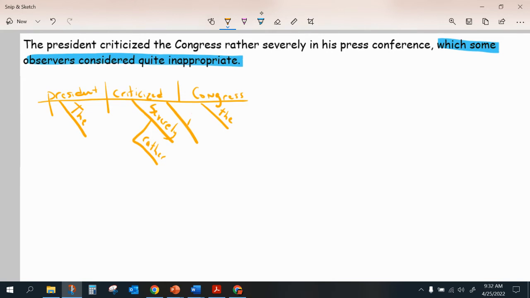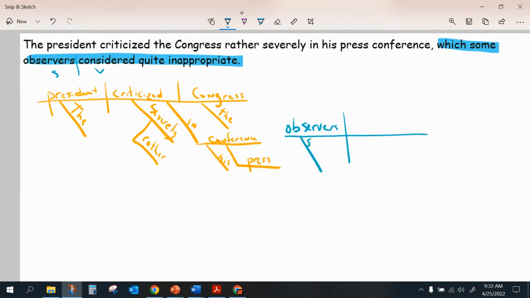So in conference, his conference, and I'm going to flatten that word press as a noun serving as an adjective. Press conference. When I build this relative clause, which is which some observers considered quite inappropriate, once again, I'm just going to build it like a regular adjective clause. It's going to be separate, and I'm just going to find a place to put that word which. I already have a verb, which is considered, and I have a subject, which is observers, so let's start there.